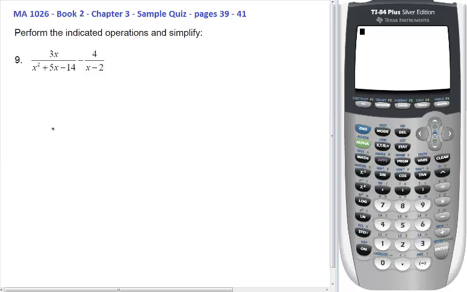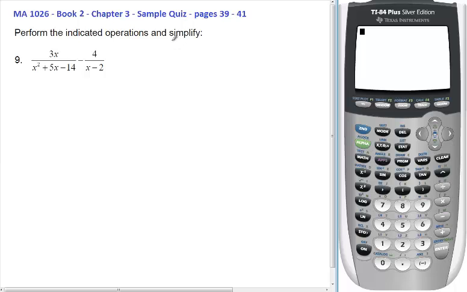Good day, students. We'll look at the solution to number 9 in this video. A number 9 long answer, a full solution question coming from your book 2 chapter 3 sample quiz, found in your MA1026 booklets. It's asking us to perform the indicated operation and simplify. The operation is subtraction. So we're asked to subtract these two and then simplify.